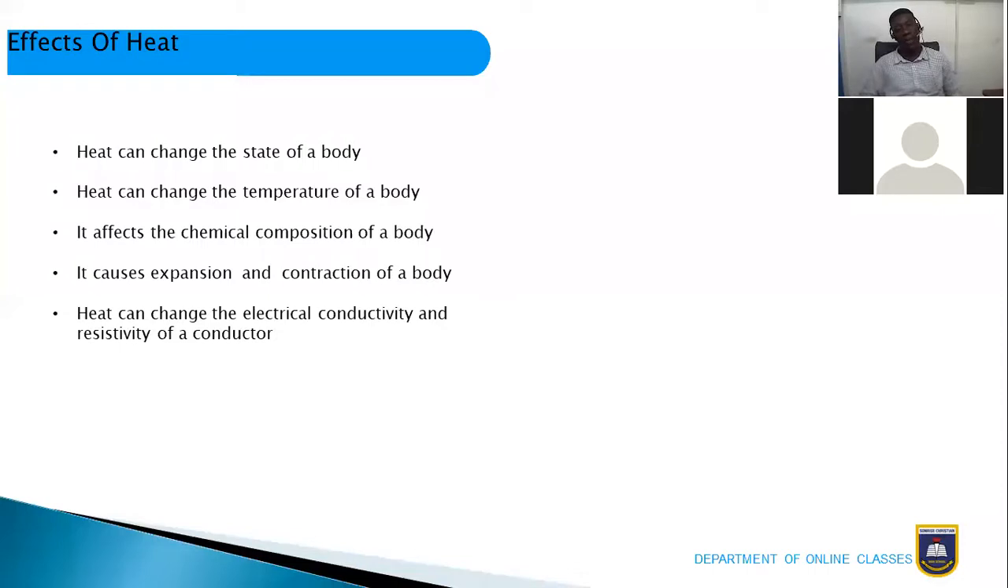So the second one over there is: heat can change the temperature of a body. You remember the temperature is different from the state. I said state is from, let's say, solid to liquid, liquid to gas, or gas to solid, any one of them. But if you say heat can change the temperature of a body, let's say you have water and you heat it, automatically the temperature of the water is going to rise. When it begins to boil, that's when the water reaches a temperature of 100 degrees Celsius.